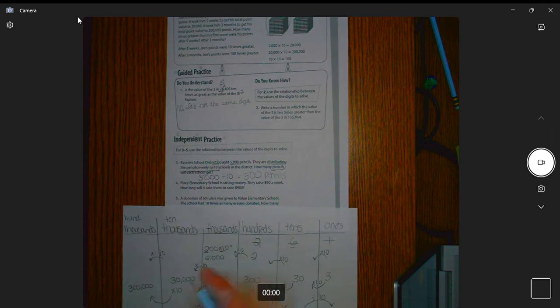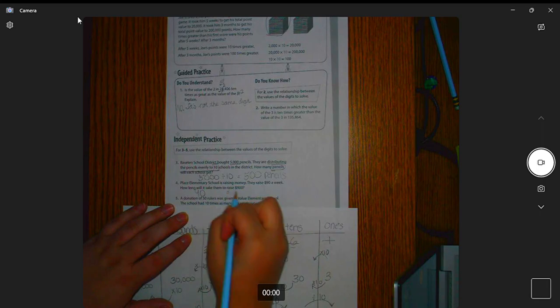Let's look at number 4. Place Elementary is raising money. They raise $90 a week. How long will it take them to get to 900? So this is what I'm trying to figure out. My box. Well, let's look. If I'm starting at 90, I have nothing in the ones place, so I'm looking at my tens. So I'm starting in tens.